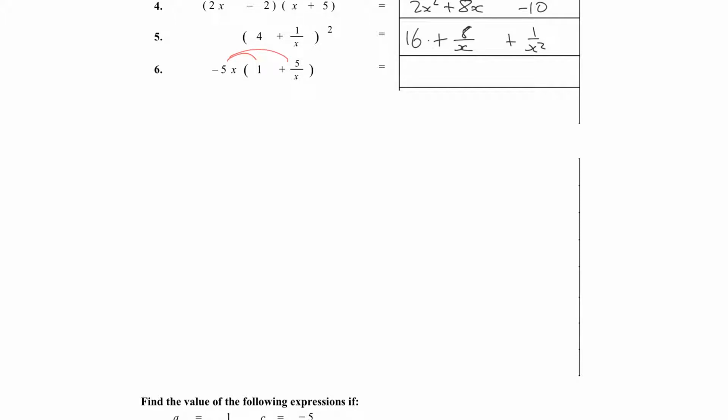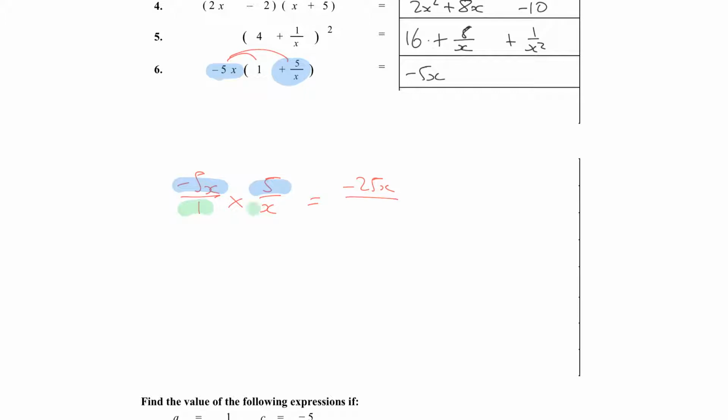of these. The first bit's not too bad. Minus 5x times 1 is just minus 5x, but perhaps it's the second bit that's tripped people up, and I'm going to do it in a bit of working on the bottom here and say minus 5x times 5 over x. And if you've watched question 5 before this, you'll probably know the strategy, which is just write each of them as a fraction. Now we can multiply numerator times numerator gives you minus 25x.